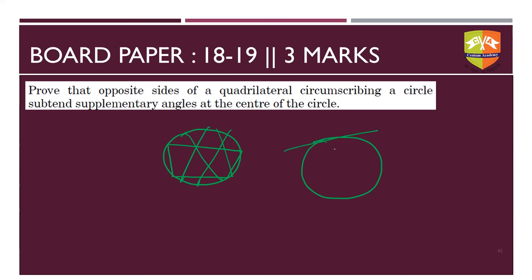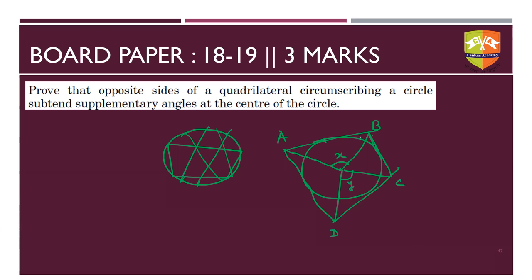So something like that. Okay, so A, B, C, and D. They're saying opposite sides of a quadrilateral. So this is the opposite side, and this is the center. So what are they saying? The question is prove that X plus Y is 180 degrees. Can you prove that? It will be easy if you really look at it.